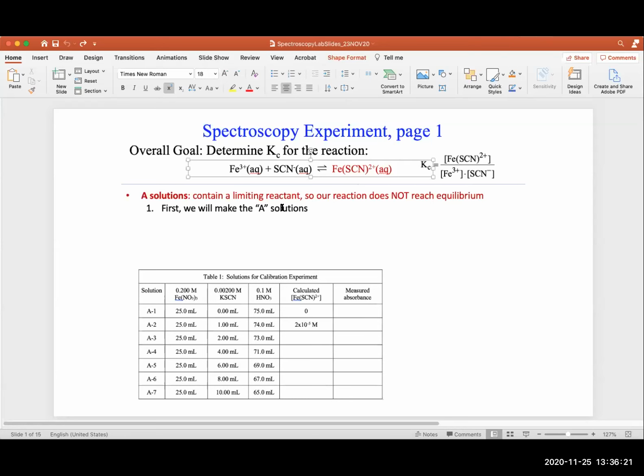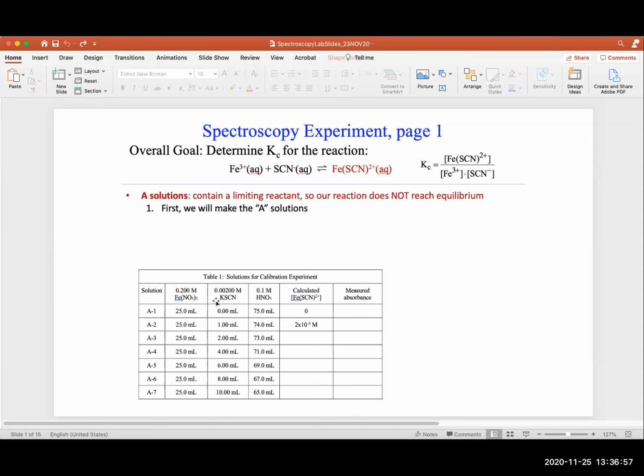So how do we do this? We have 2 different solutions, and I'm going to go over the procedures that you would have been following if you were doing this experiment in lab. I'm also going over the procedures because in your post-lab report, you need to summarize your procedures in complete sentences and paragraph form. So do not copy and paste the procedures. Don't copy and paste and rearrange the word order. You need to really write it in your own words. So the purpose of the A solutions is because you have a limiting reactant. Therefore, we do not reach equilibrium.